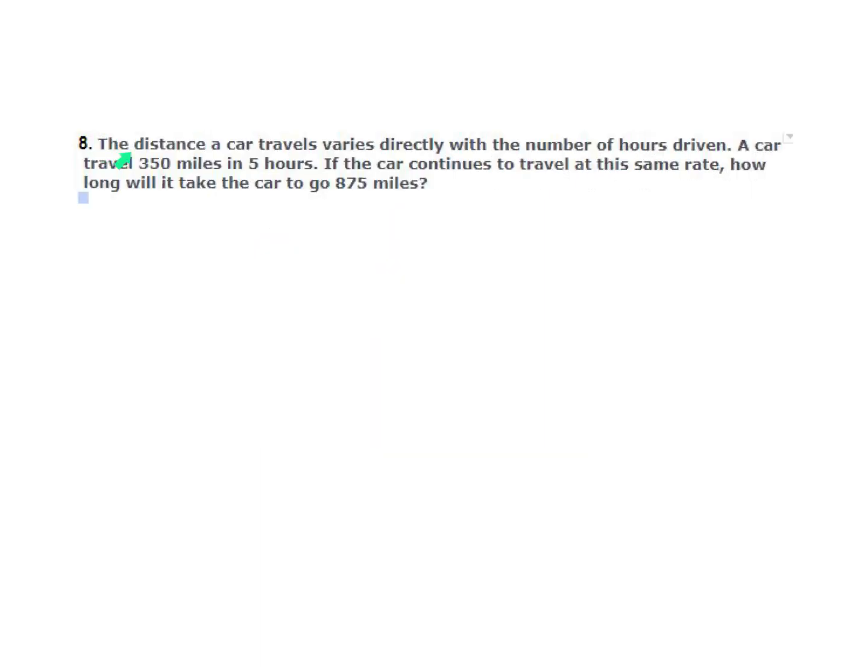Okay, moving on. Question number 8. The distance a car travels varies directly with the number of hours driven. We had a lesson about direct variation. Remember, I told you that y varies directly with x, so the distance y varies directly with the number of hours, so our hours is going to be the x. Now, this says that a car travels 350 miles in 5 hours. If the car continues to travel at this same rate, how long will it take the car to go 875 miles?